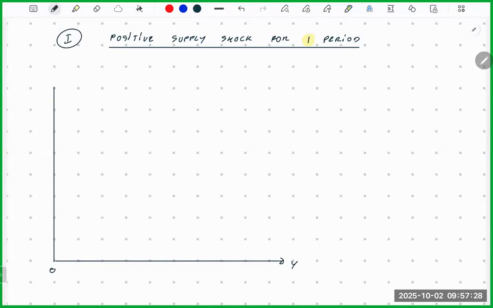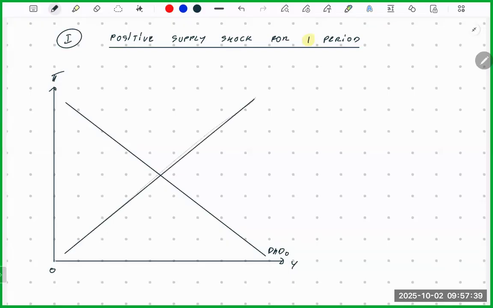On the horizontal is y, on the vertical is pi. This is DAD at time 0, the starting point. DAS at time 0. I have the long run aggregate supply, LRAS, here, and equilibrium point A. Y0 equals Y bar and pi 0 equals pi T star. At time 0, everything is good. GDP equals the full employment level, and inflation equals the inflation target.